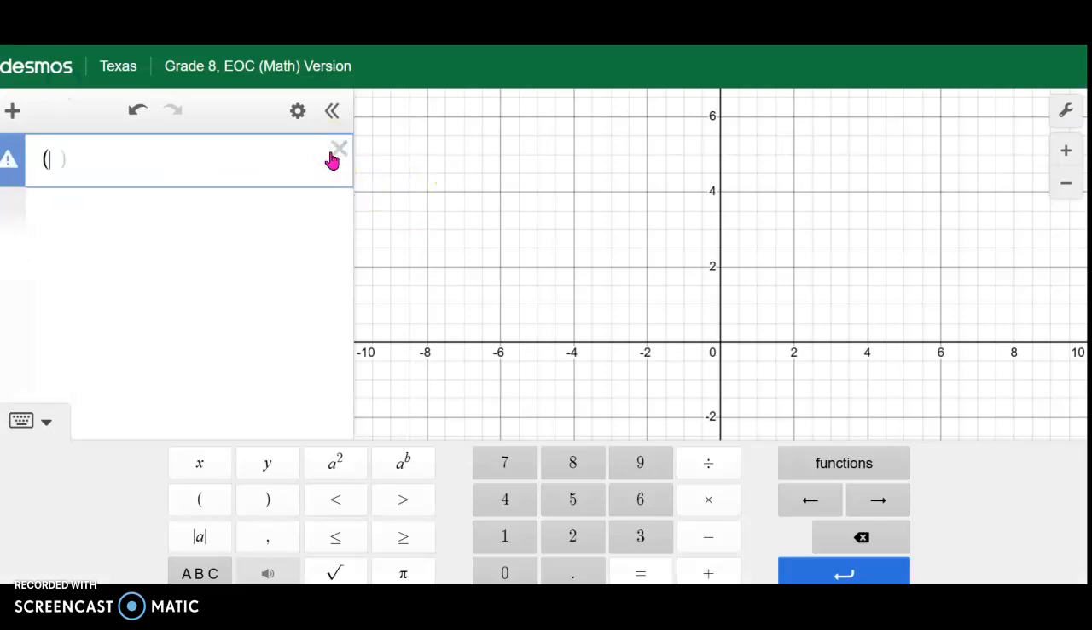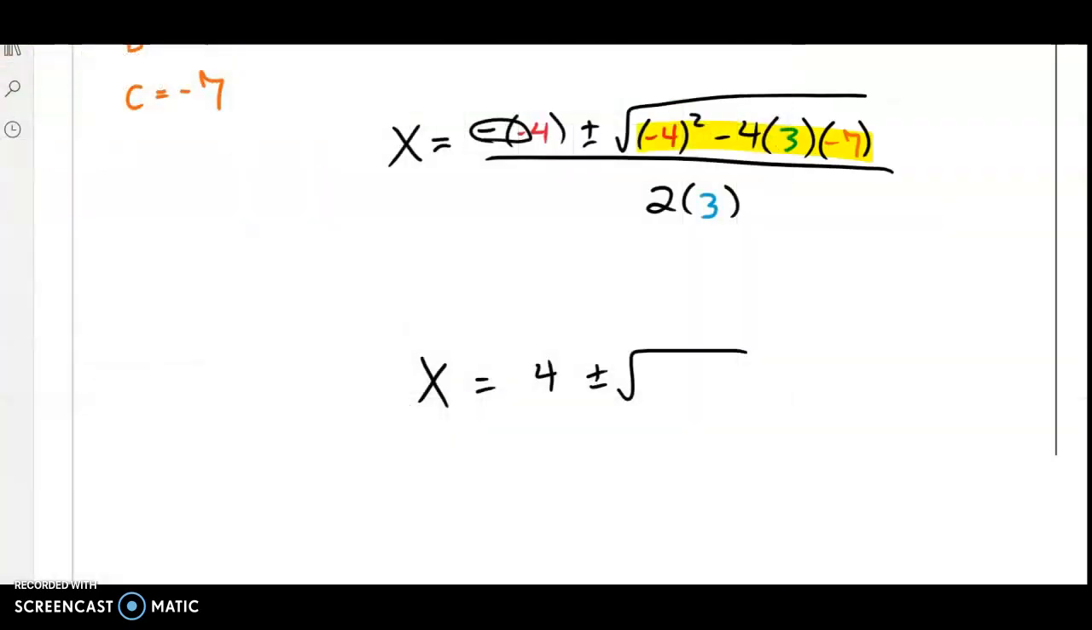Parentheses, our B value was negative 4, close parentheses, then hit the squared button. Minus 4 parentheses, our A value was 3, and our C value was negative 7. So all of that totaled out to 100, which is wonderful for us because 100 is a perfect square. We can actually take the square root of 100, which is going to make our lives much easier. And then in the bottom, we have 2 times 3, which is 6. So let's continue this. We've got 4 plus or minus, and the square root of 100 is 10.